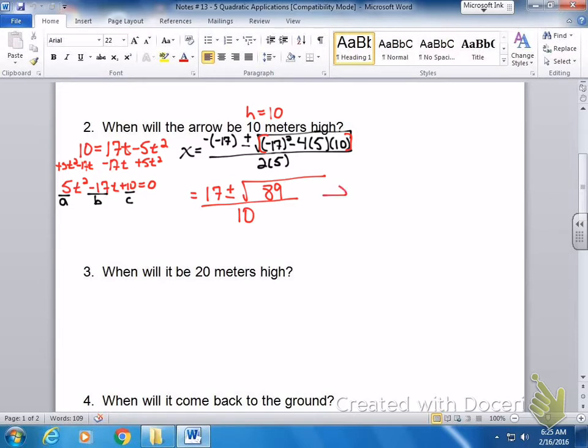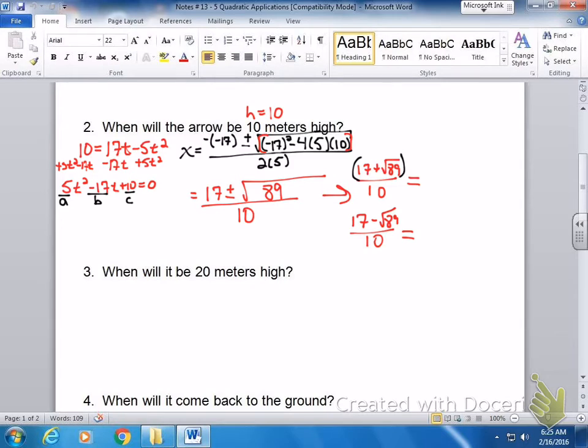So what we're going to do is write our 2 equations. We have 17 plus the square root of 89 over 10, and we have 17 minus the square root of 89 over 10. So all we have to do is put those in our calculators. My suggestion to you is that you put in the numerator, hit enter, then divide by 10.